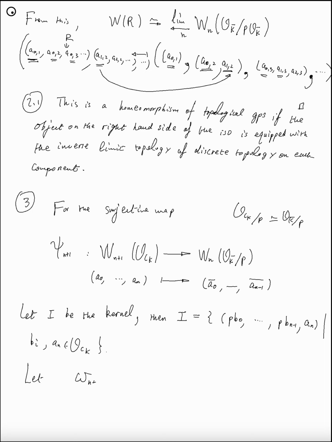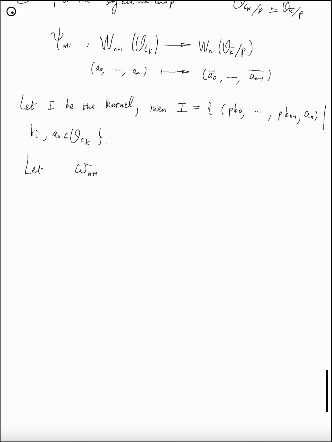Now we'll construct one more ring map. Let's call it omega n plus 1 from W n plus 1 O_K to O_K. How do you define this? So take any tuple, map it to A0 to the power p to the n plus p times A1 to the power p to the n minus 1, plus etc., until p to the power n times An.